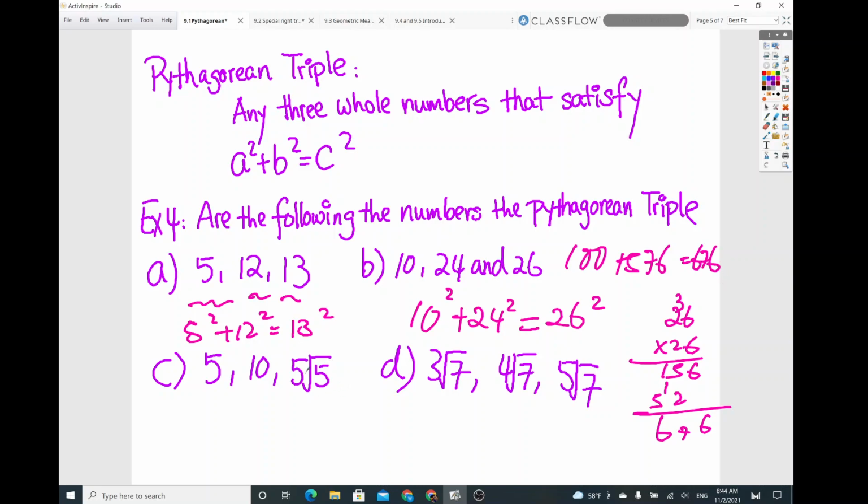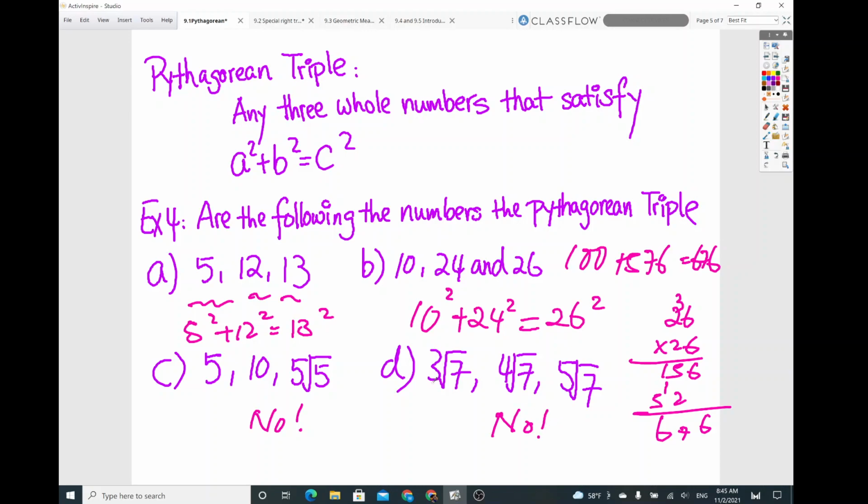Also, as you can see, if the numbers involve an irrational number, like radical 3 or radical 5, once you do that on the calculator, it's a non-repeating decimal that goes on forever. So this one would be considered irrational. If you see an irrational number, that means those numbers are not considered a Pythagorean triple. So this one would be no.